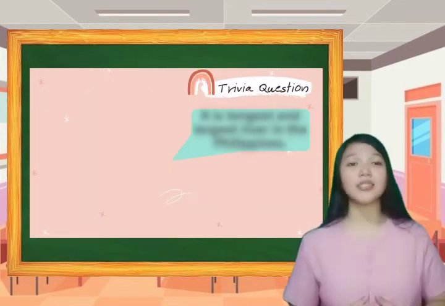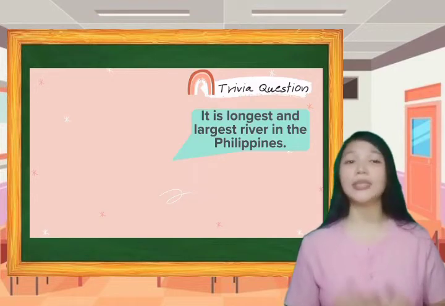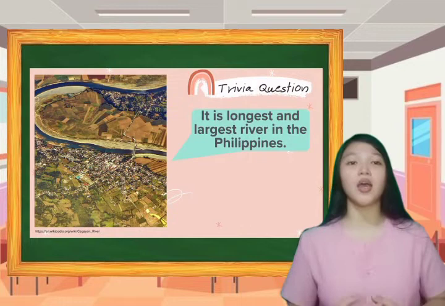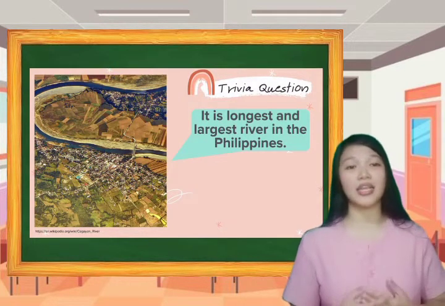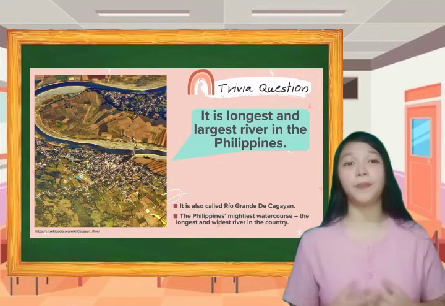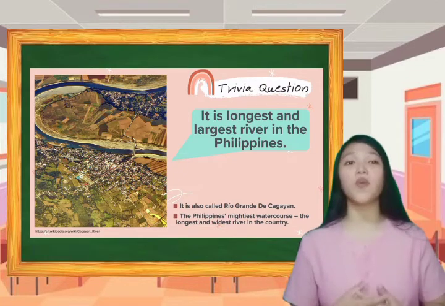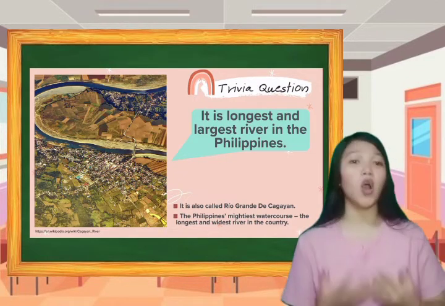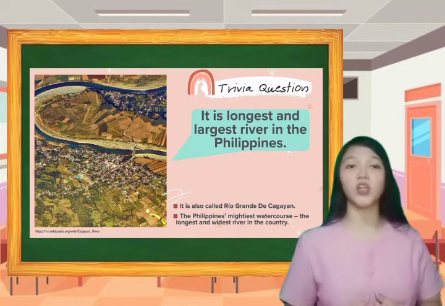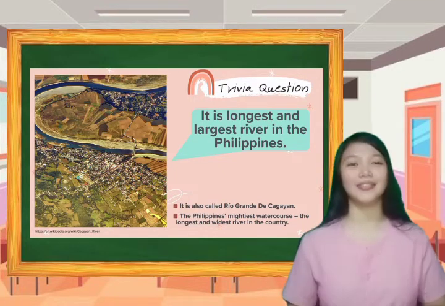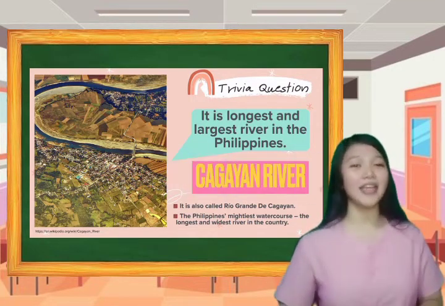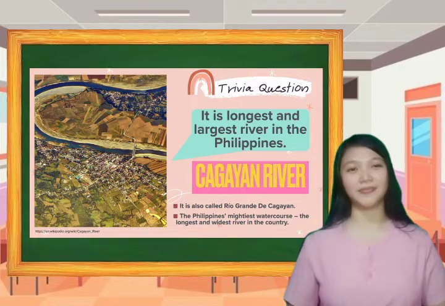It is the longest and largest river in the Philippines. It is also called Rio Grande de Cagayan, the Philippines' mightiest watercourse, the longest and widest river in the country. Yes, Cagayan River.